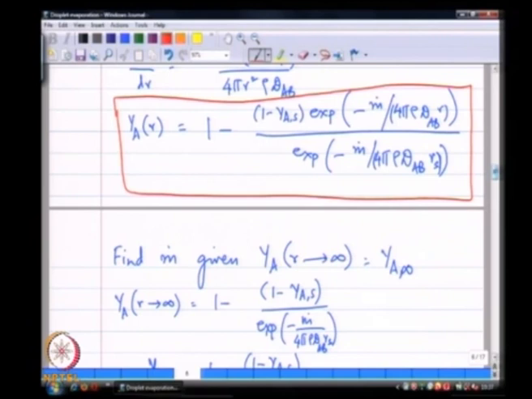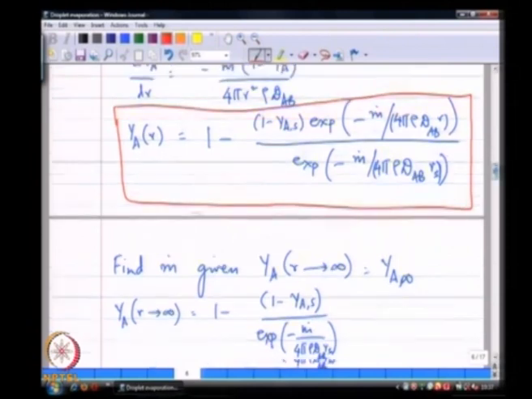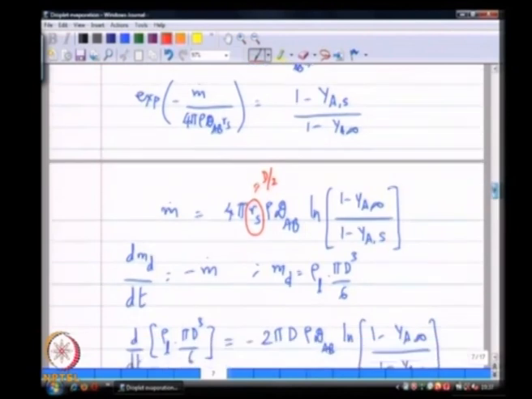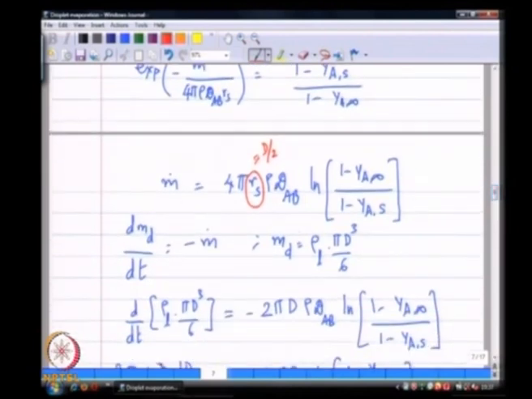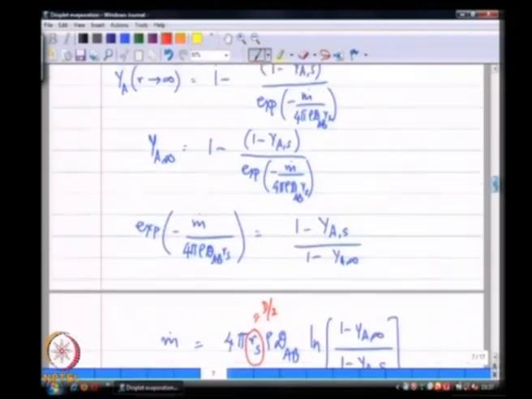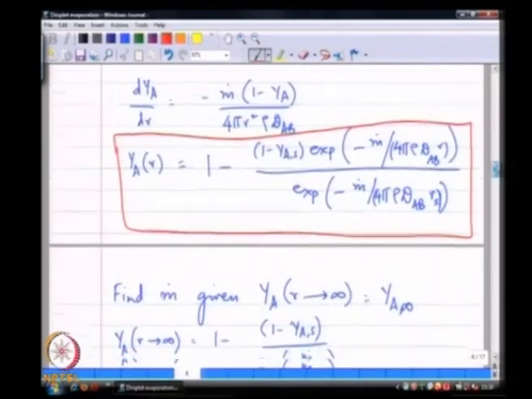It is actually not just an exponential decay, it is a slightly more complicated function where Y A goes as e to the power minus m dot over r, and m dot itself we found is determined by this parameter. So, essentially for a given Y A infinity and Y A s, I have m dot that scales as r s, and this Y A as a function of r scales as r s over r.